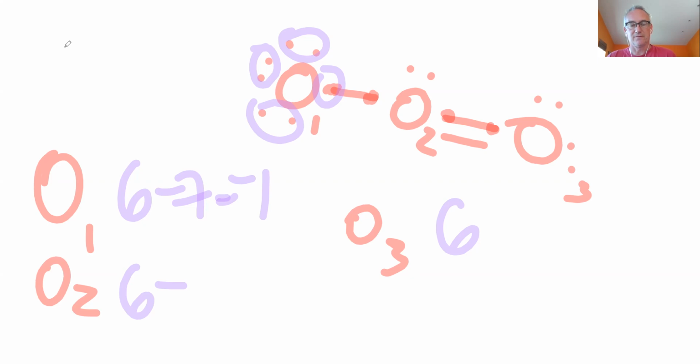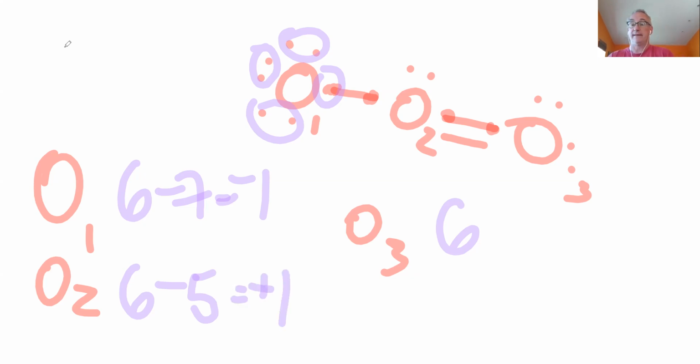There's 1 lone pair and then 1 from each bond. There's 3 bonds, yeah. So what's the total number of valence electrons? 5. Right. So what's the charge on O2? Plus 1. Plus 1.